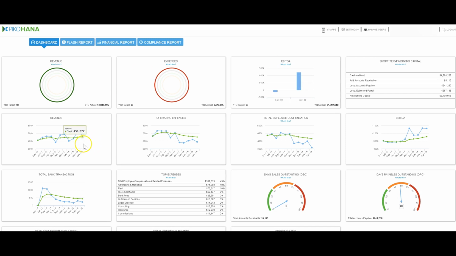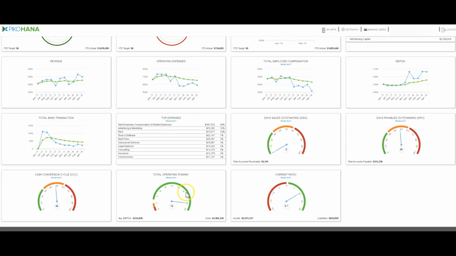As you can see, we also have trend lines. The green line is a simple moving average for the year. The blue line is the actual amount of cost or revenue in this case for that particular month. And that's done for operating expenses, employee expenses, EBITDA, and total bank transactions.